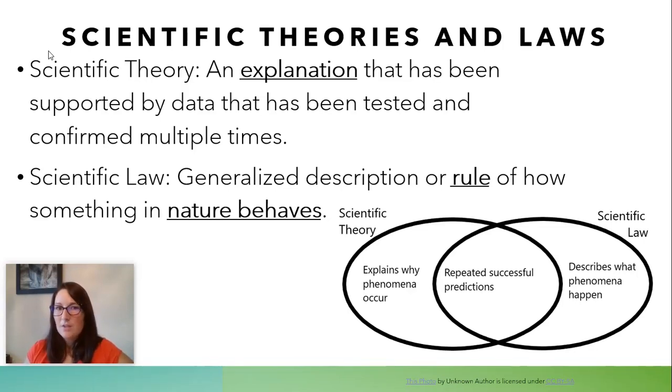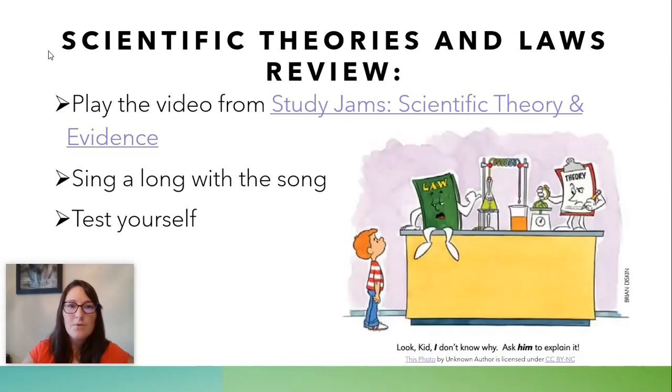That's a scientific law. Now, theory, okay, is going to explain why. So, what is stopping you from moving forward? What is stopping that ball from continuing to go straight? What is bringing it down? Like gravity, right? So a scientific theory explains why things happen, and a scientific law describes what happens. So there are a couple of examples.